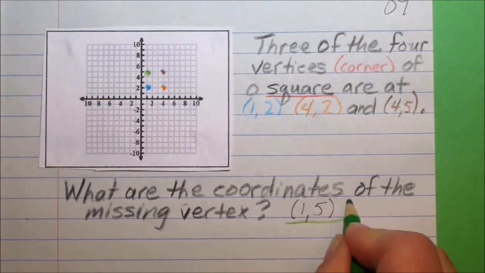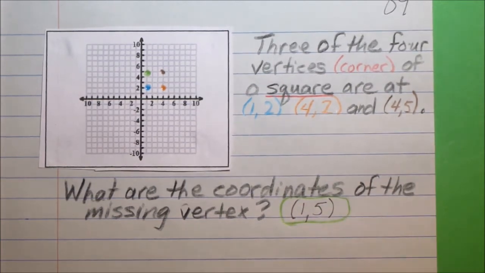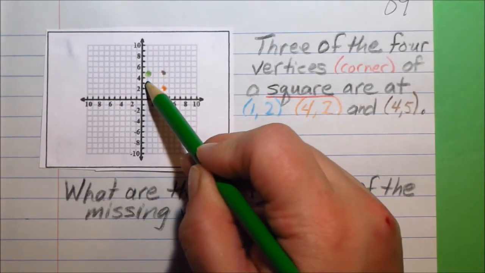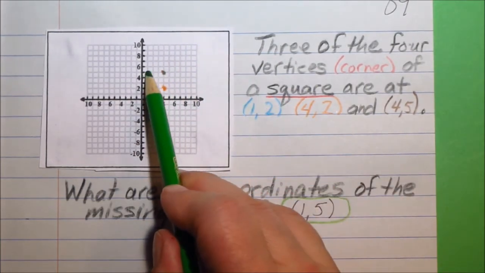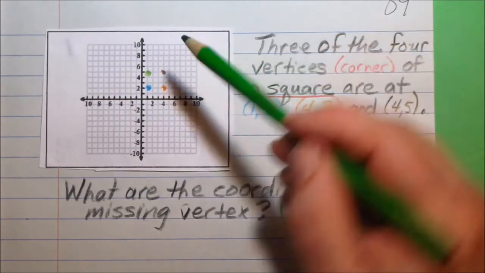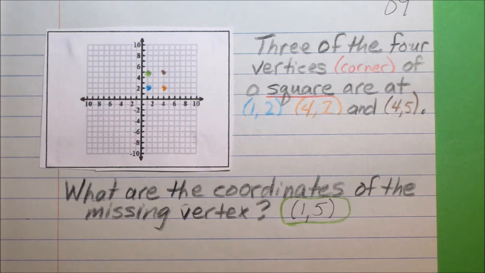Missing vertex. I'm going to circle that in green. We wrote it in green. Okay. So we counted over 1 and went up 1, 2, 3, 4, 5. Yep, that's right. Straight across 1, 2, 3 to that one. 1, 2, 3 to that one. So all of the sides are the same.